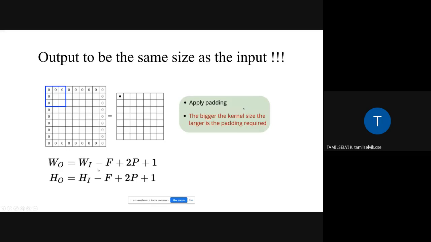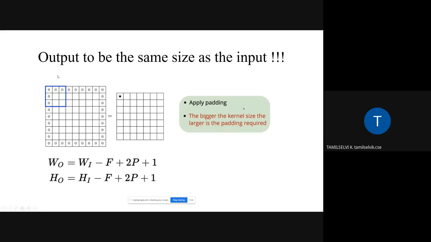For instance, it is 7 cross 7, which means 7 minus, if it is 3 cross 3, so 7 minus 3 is 4. Here I have used padding of 1. See here, I have added 1 row on the top, bottom, left and right. So 4 plus 2 is 6, 6 plus 1 is 7. So the same size is retained. This is how padding helps to retain the size.